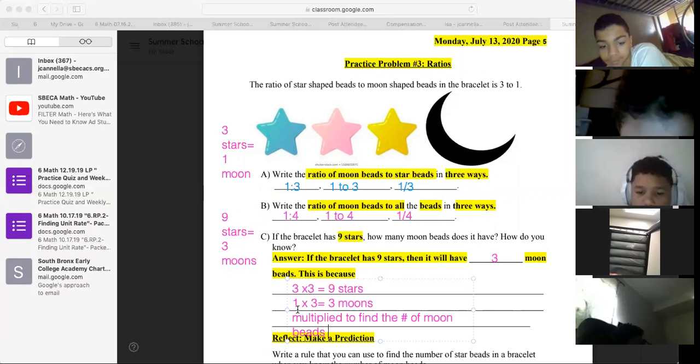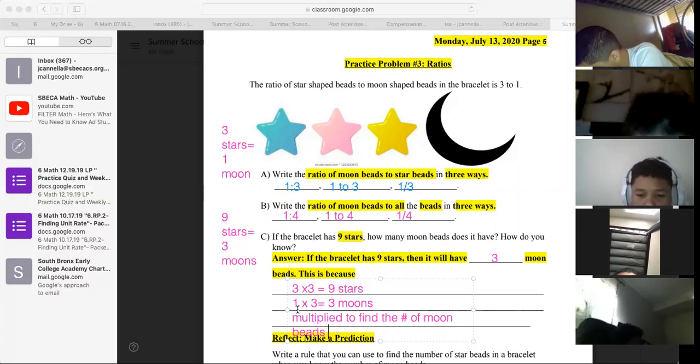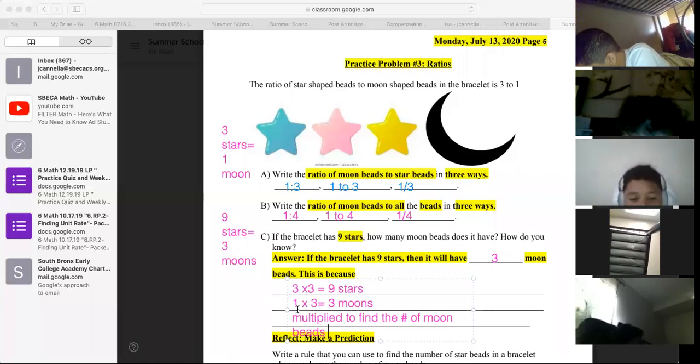Okay. We're almost done. Like I said, I'm going to tell you which problems I'm going to use for the exit ticket. There's going to be 2 problems I'm going to use on this packet. Let me know when you guys are ready. I'm going to give you another 10 seconds.